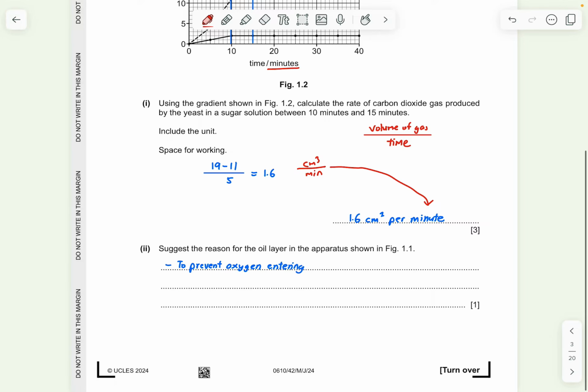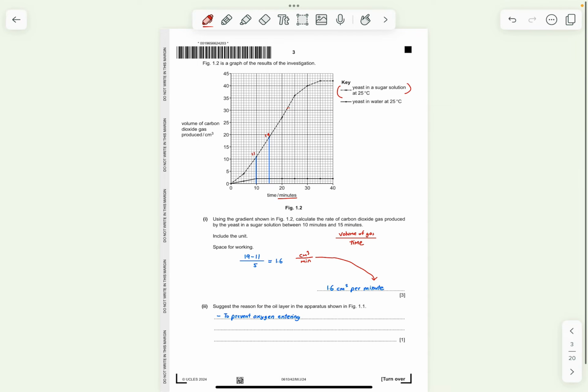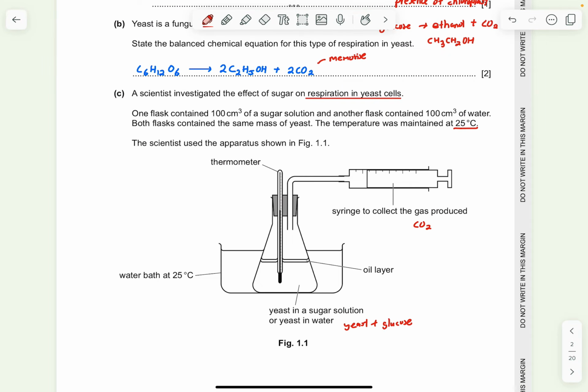Alright, so part 2. Suggest the reason for the oil layer in the apparatus shown in figure 1.1. So why do we want to add oil? You see on the apparatus, they have added an oil layer. Oil usually helps to create a barrier. It's very important that it creates a barrier to prevent oxygen from entering, because oxygen cannot penetrate the oil layer that easily.